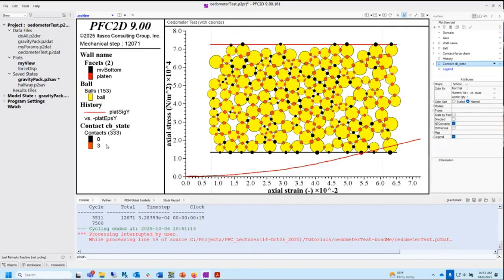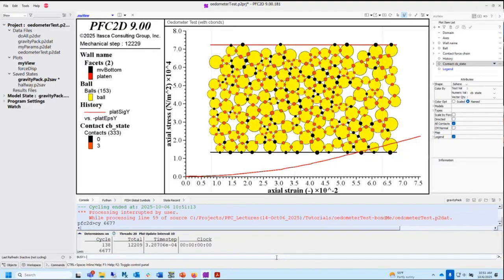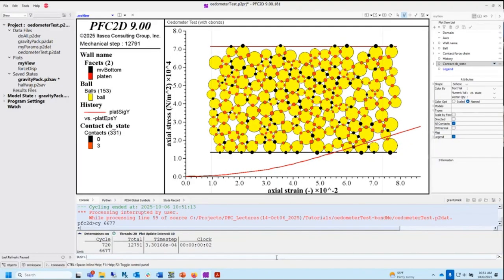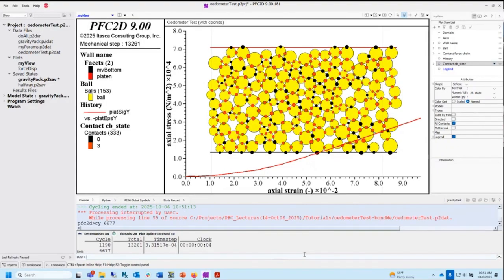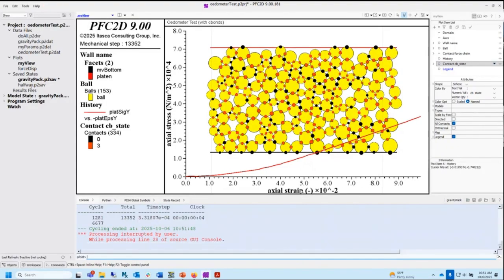There's the state. The black ones are the new ones. They're unbonded. There were the gaps that closed, and these are still bonded. So this is basically the same thing because we haven't allowed it to break because we gave infinite strength. You with me? Yes? Makes sense? Okay. And I don't know what strength makes sense.